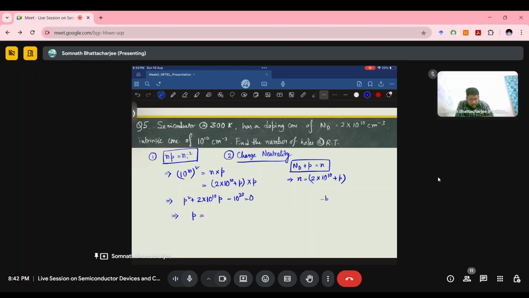And the solution is nothing but this, right? Minus p. And in this case, we'll consider only the positive one as well.